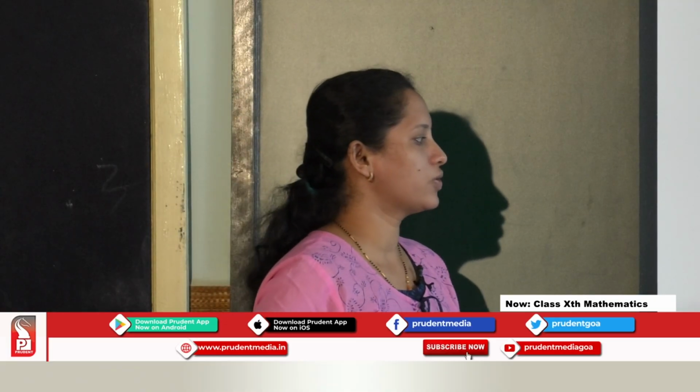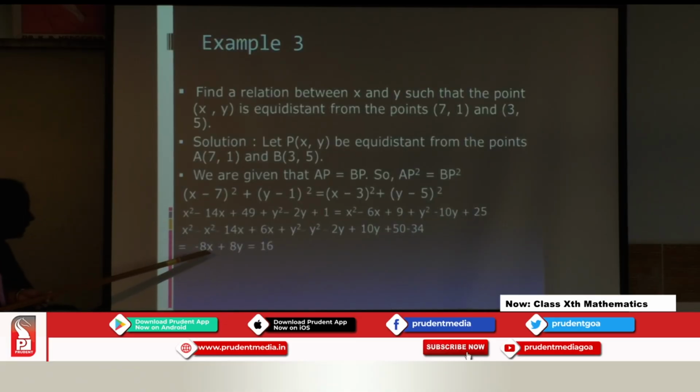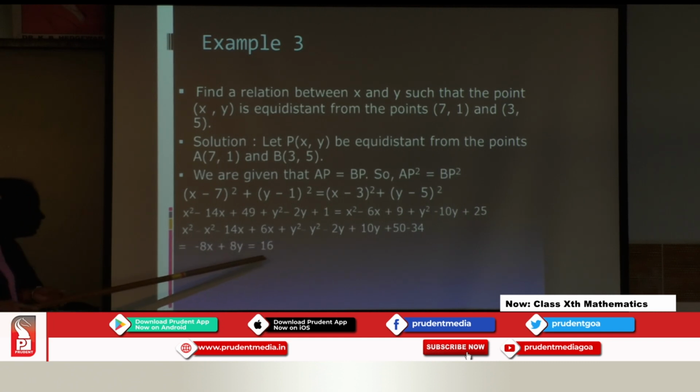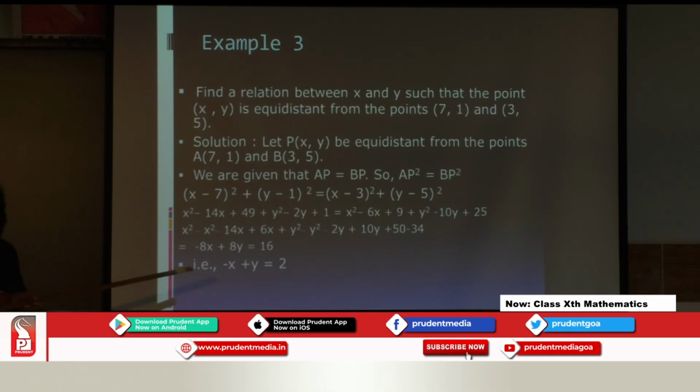So this is equal to, after solving this, we will get minus 14x plus 6x is equal to minus 8x, and minus 2y plus 10y is equal to plus 8y, which is equal to 50 minus 34, which is equal to 16. So after dividing this by 8 we will get minus x plus y is equal to 2, and this is the required relation.